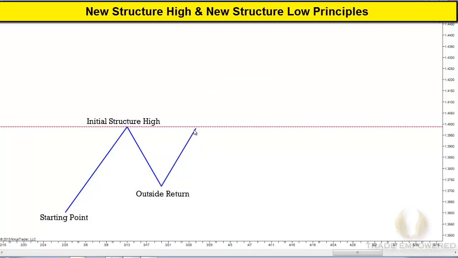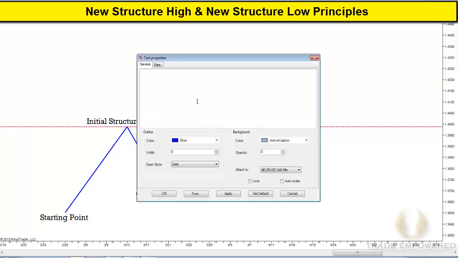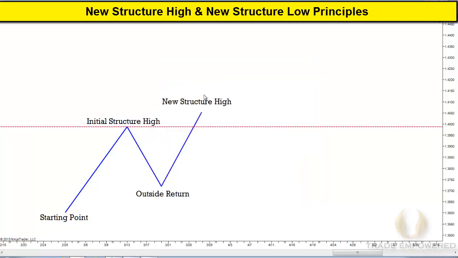This is our crucial decision point. If the market is able to break and close above this level, our previous structure high, and in this case it's our initial structure high, this is what gives us a new structure high, and this is what confirms, in this case, the bullish trend.